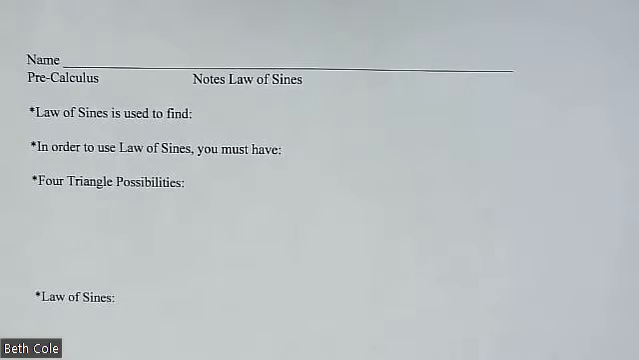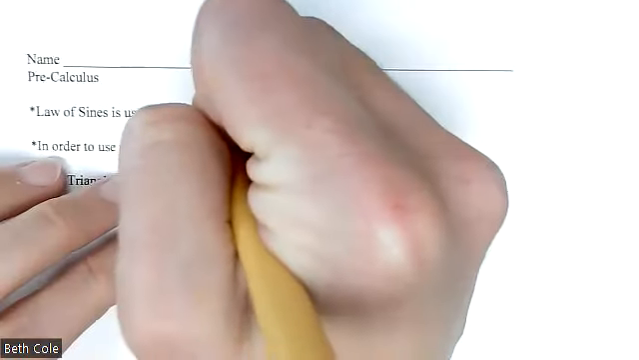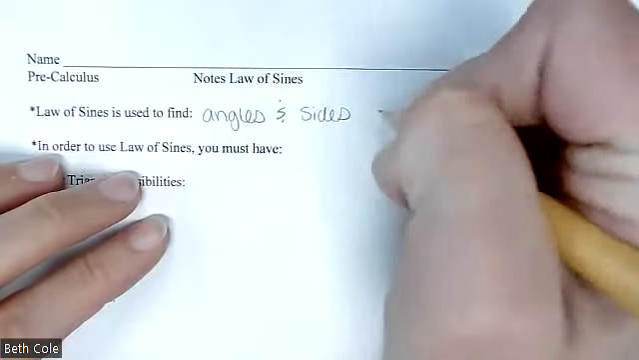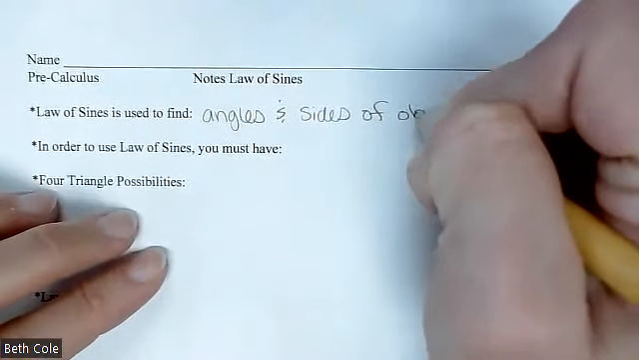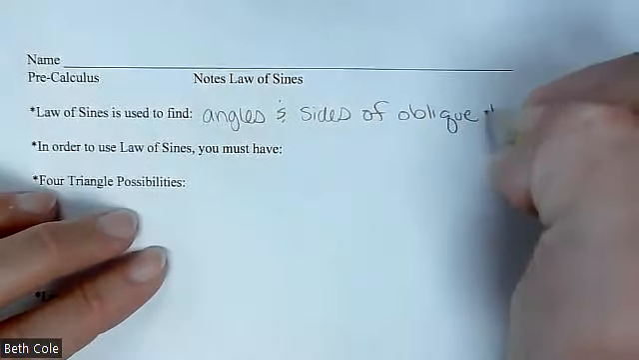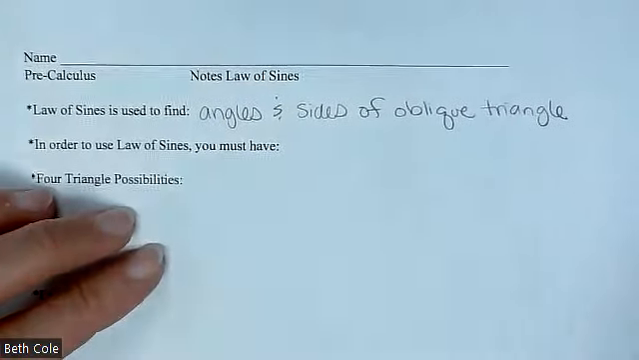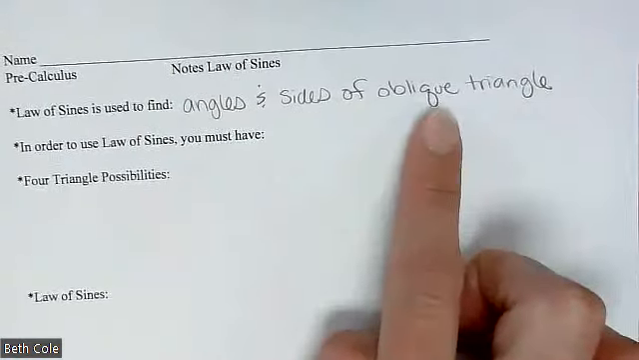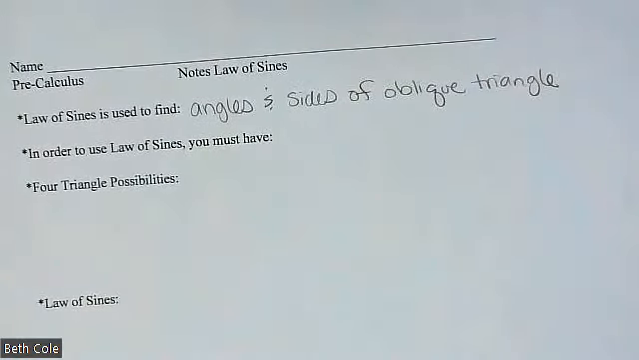So this is the law of sines. Law of sines is used to find angles and sides of what are called oblique triangles. And all oblique means is that it's not a right triangle.